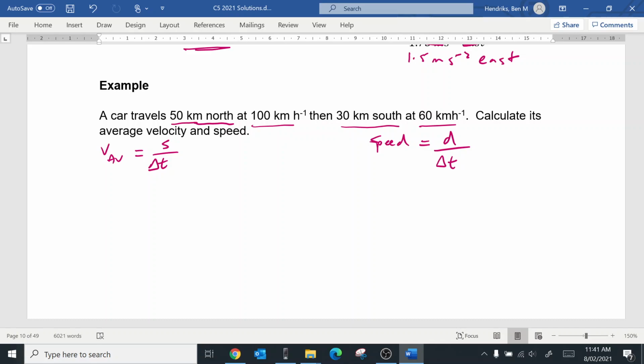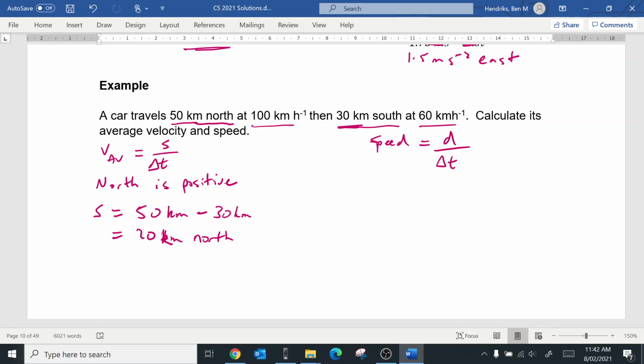So I'm going to start off by saying that north is positive. So that means our displacement S is equal to 50 kilometers north, 50 kilometers, I'm going to put in our units here, minus 30 kilometers, because 30 kilometers is in south. And so that's going to be our overall displacement is equal to 20 kilometers north.